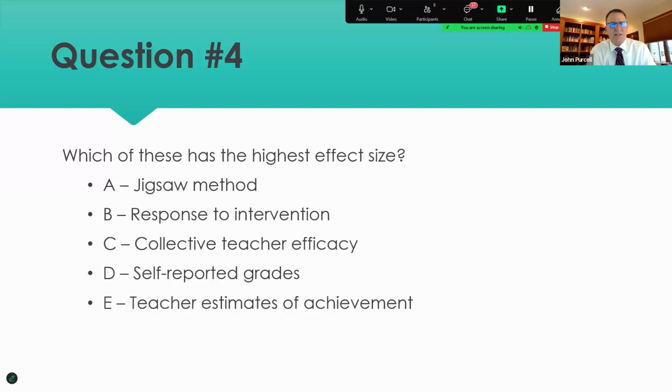Self-reported grades, you know what that is. And then teacher estimates of achievement. That doesn't mean they guess what a student can do. They believe what the student is capable of, and then they design the instruction accordingly.